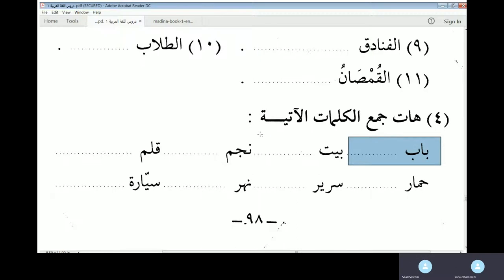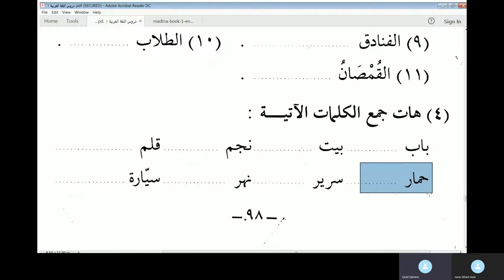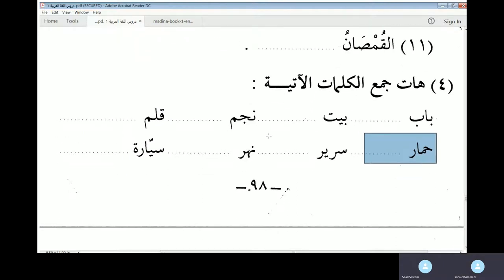Babun, abwabun. Baytun, buyutun. Najmun, nujumun. Qalamun, aqlamun. Himarun, humurun. Sarirun, sururun. Naharun, anharun.